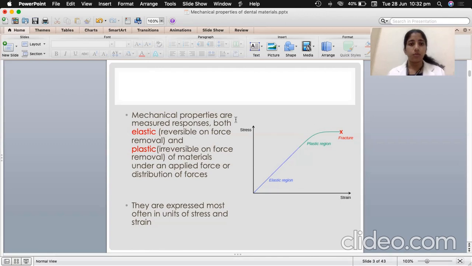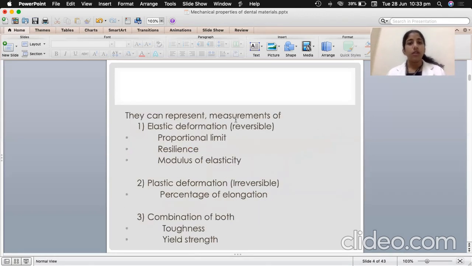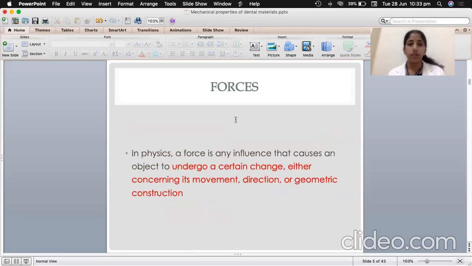Okay, so these two things you should keep in mind: elastic deformation and plastic deformation. Under elastic deformation there are proportional limit, resilience, and modulus of elasticity. Under plastic deformation there is percentage of elongation, and there is a combination of both, which is yield strength and toughness. These we'll discuss in detail in the further slides.